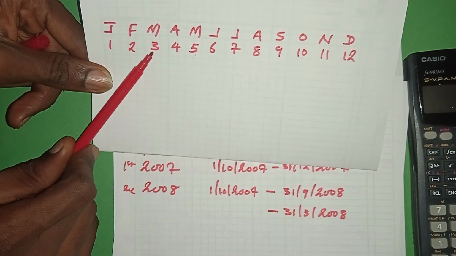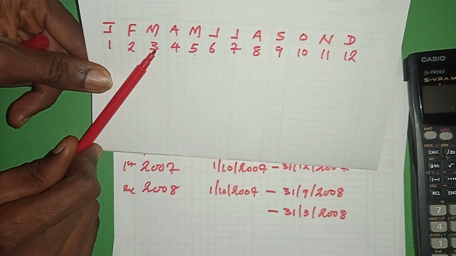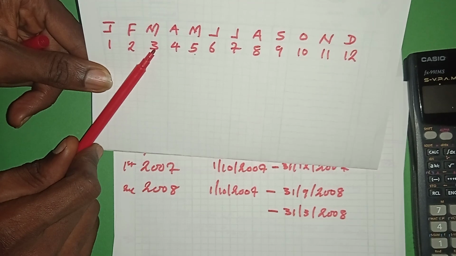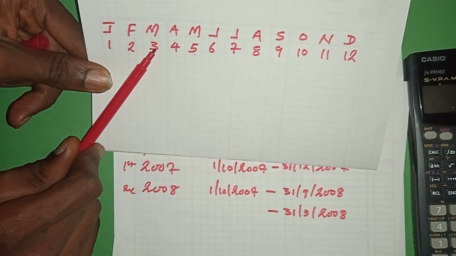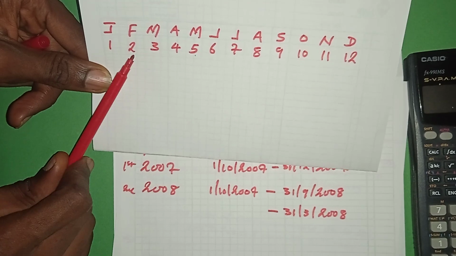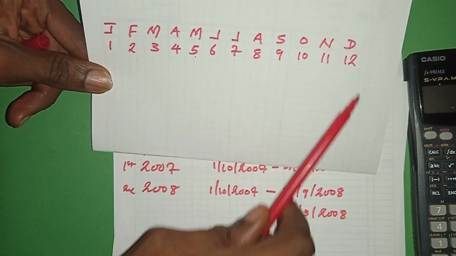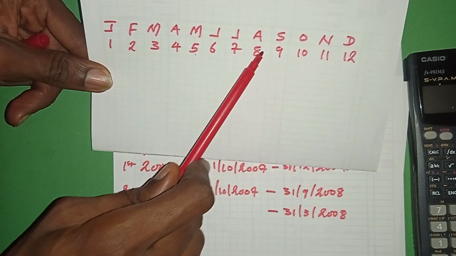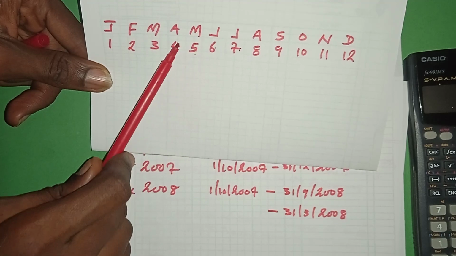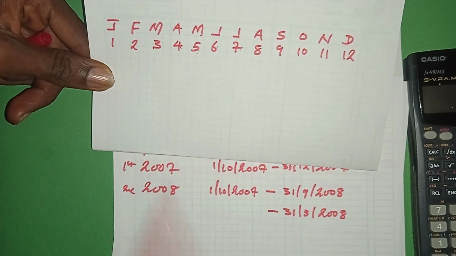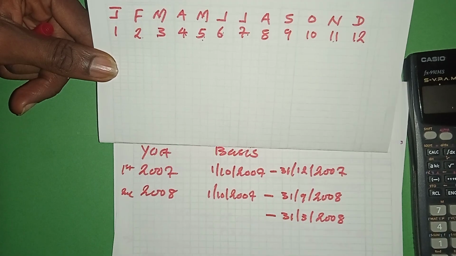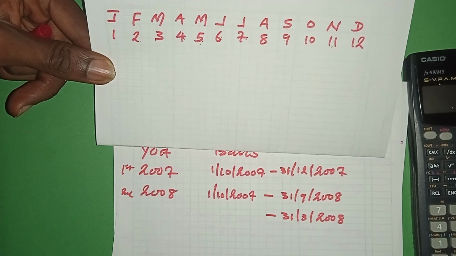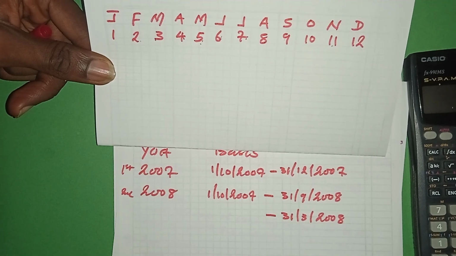31st March, it ends here. This is 31st March. We want to know when they started. Now, we're going to count 1, 2, 3, 4, 5, 6, 7, 8, 9, 10, 11, 12. Yes, I did that deliberately.